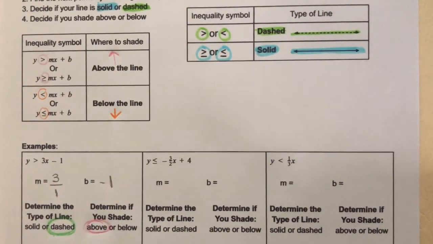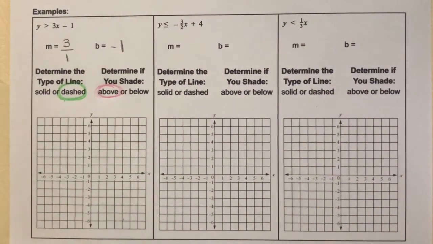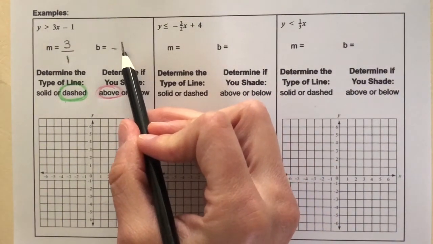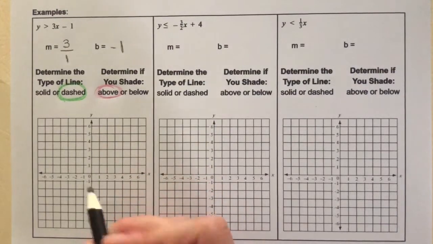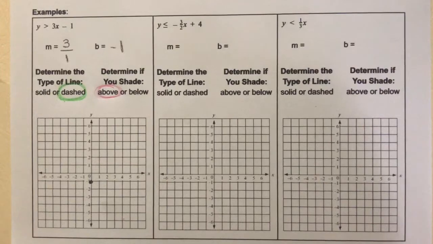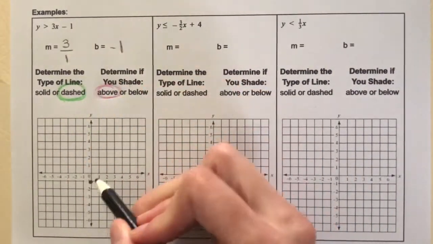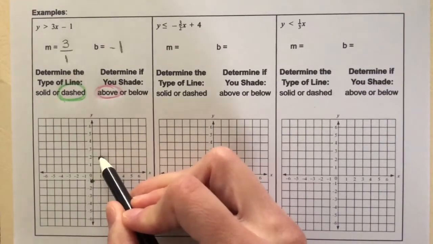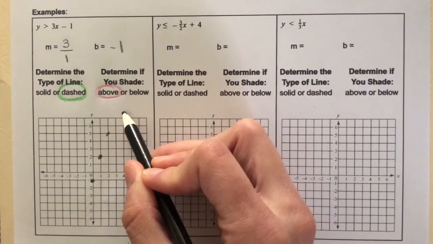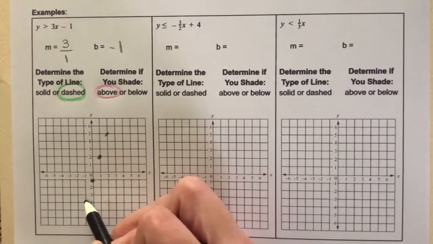Now that I have that information, I can create my graph. Again, I'm going to start at my y-intercept of -1. On my y-axis, I'm going to put my first point at -1. And then I'm going to follow my slope. Rise 3, run 1. Up 3, 1, 2, 3, and right 1. I'm going to continue that until I run out of room. Once I run out of room, I'm going to go in the opposite direction. Down 3, left 1.